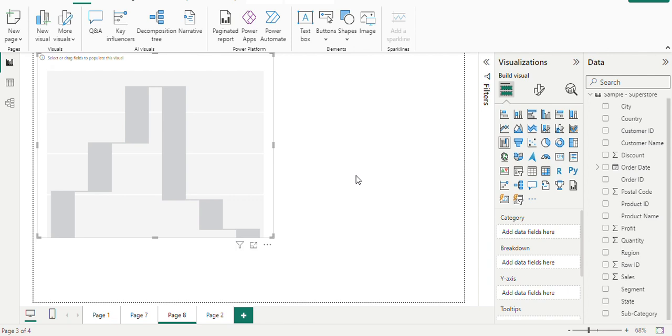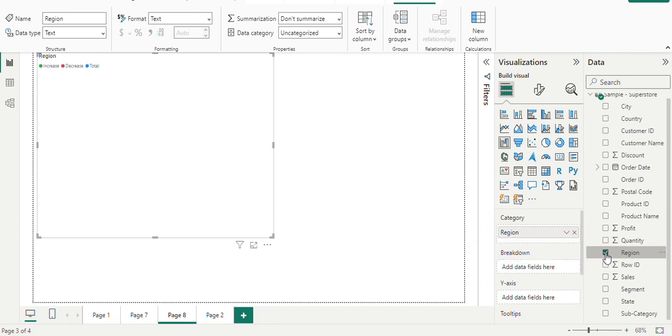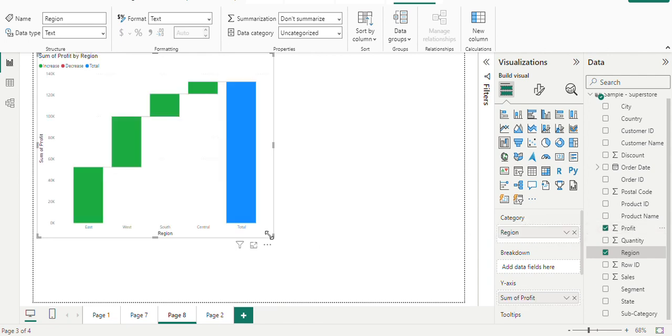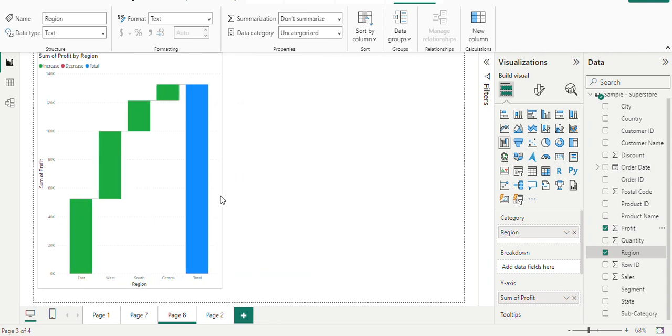and for an example we can first add category in our category as region, and let's have the y-axis as sum of profit. So you can see now the sum of profits are increasing in the trend. So it's shown in that way as a total.